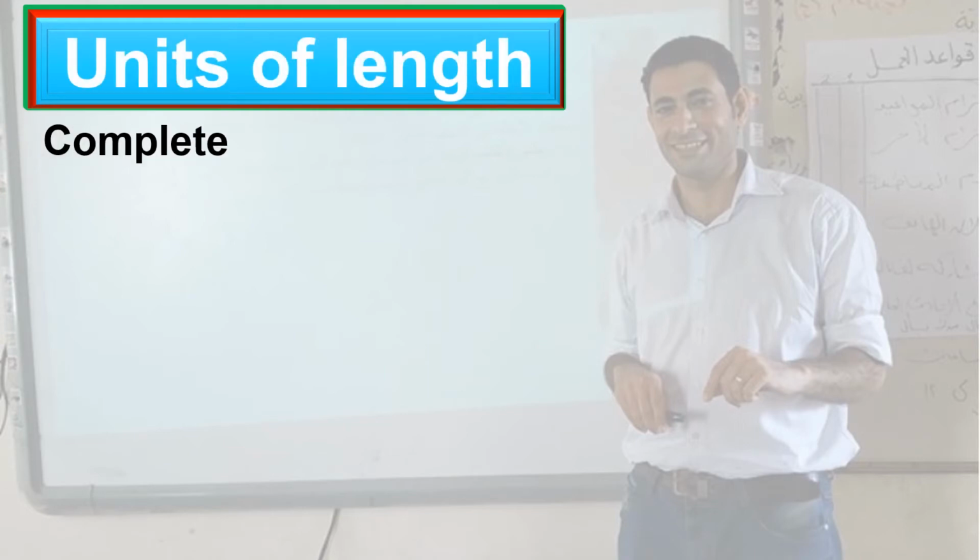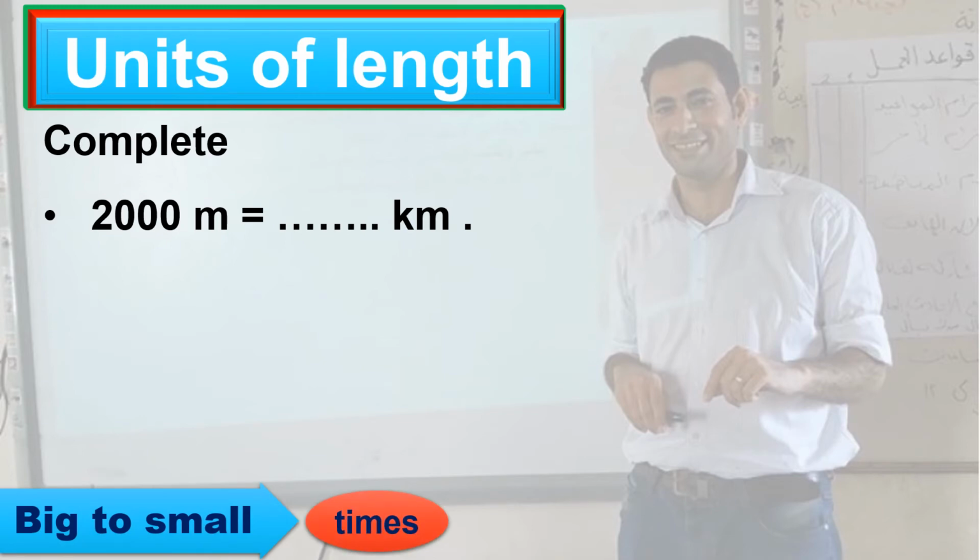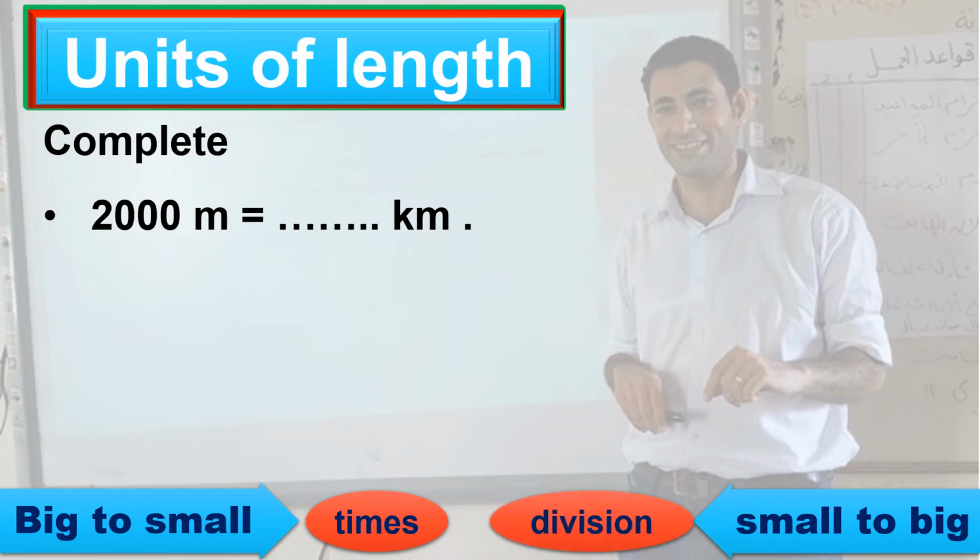Another example, complete: 2000 meter equals dots kilometer. We must remember that if we convert a big unit to a small unit, we will multiply, and if we want to convert a small unit to a big unit, we will do a division operation.